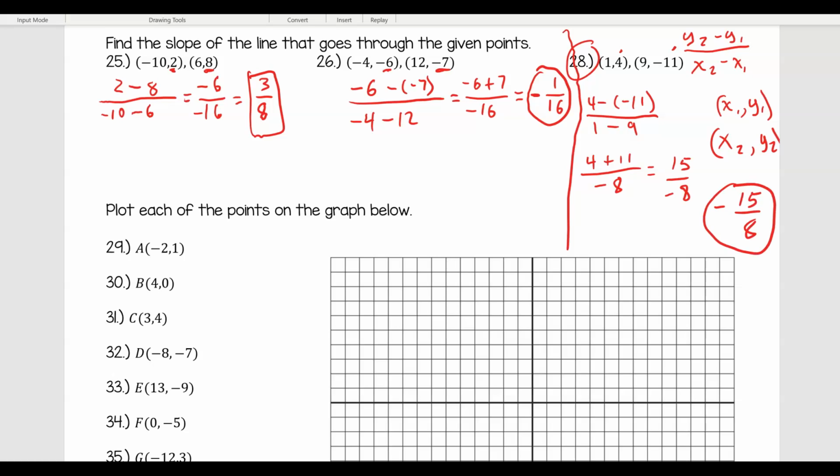I prefer to write it like that, so we can just say as we move left to right on a line with that slope, it would go down 15 and to the right 8.